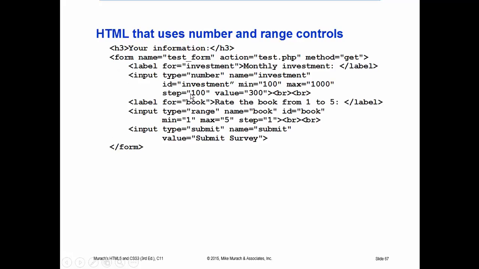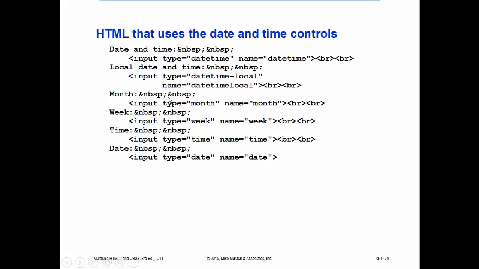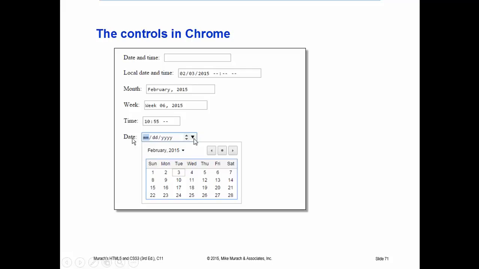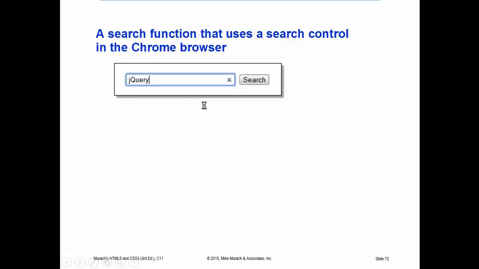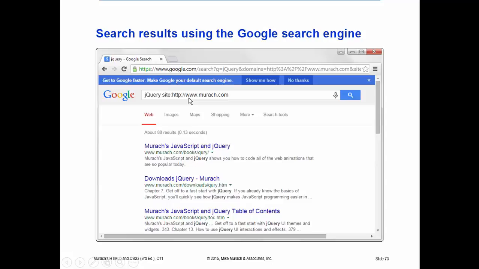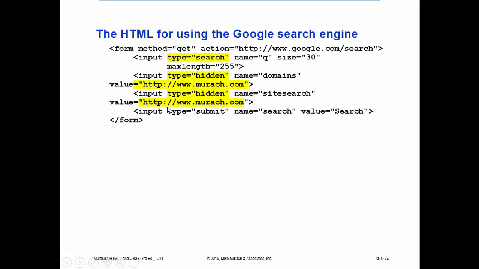Here's some examples that use those number and range controls. If we had a date and time, so maybe if I had a hire date or a birth date, I could put mins and maxes in there if I wanted to do that. We could put a date control in there that literally had something like this where you could pick out your birthday, for example. All right, we talk about search functions. So we could put a search function in here as well. They show you the code for doing that in the text.